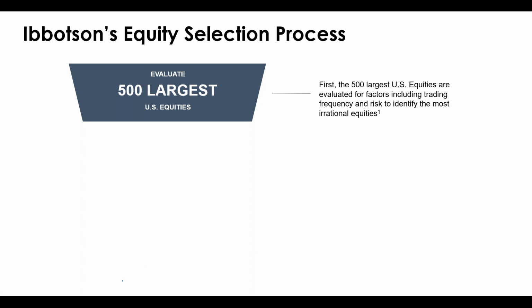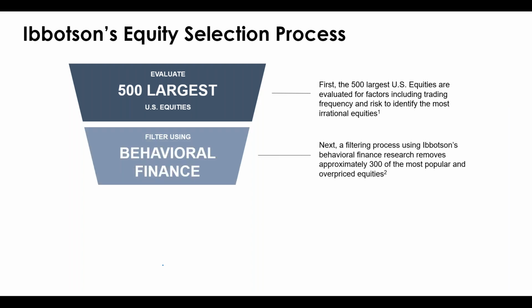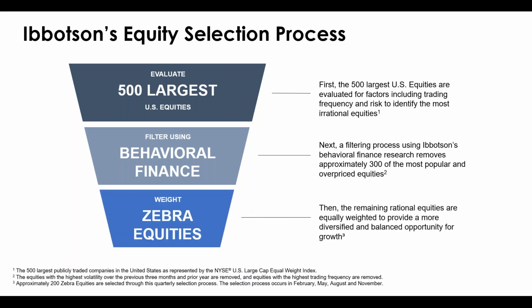Keep in mind, this is a quarterly rebalancing process. We can still have the full S&P 500. Zebra Edge is the full S&P 500. But through a filtering process called behavioral finance, we remove the top 300 most popular and overpriced equities, or what we call toxic stocks that have no room for growth. And what that leaves is the remaining 200 that have the most room for growth for the clients, to provide decent returns, more consistent, smooth sailing.